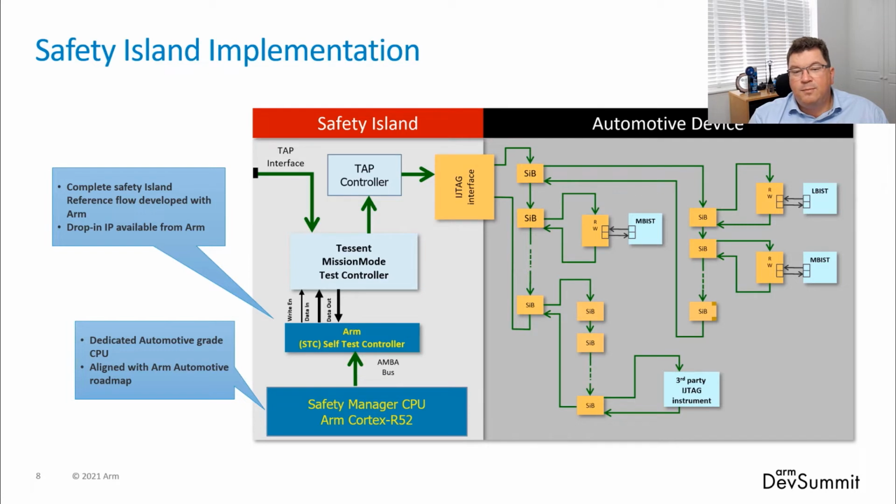However, it's always good practice to make sure that the safety content within a device and its management is separated from the core function of the actual device itself. So within that safety island, you can see a number of different test components. Firstly, we have the tap controller, which is the overall driving component of the IJTAG network. You have the mission mode controller, which is the in-system test controller. And then, as we discussed, the way in which we can drive the in-system test controller is through a safety manager CPU.